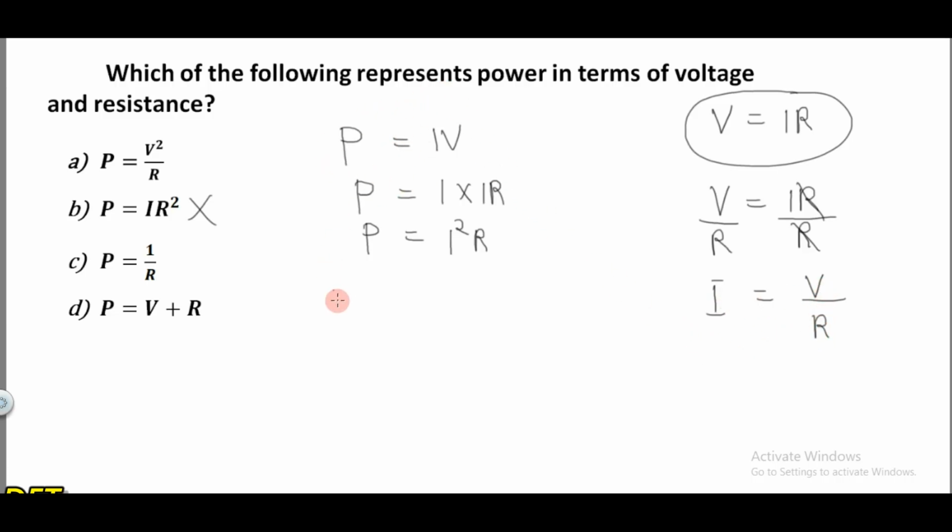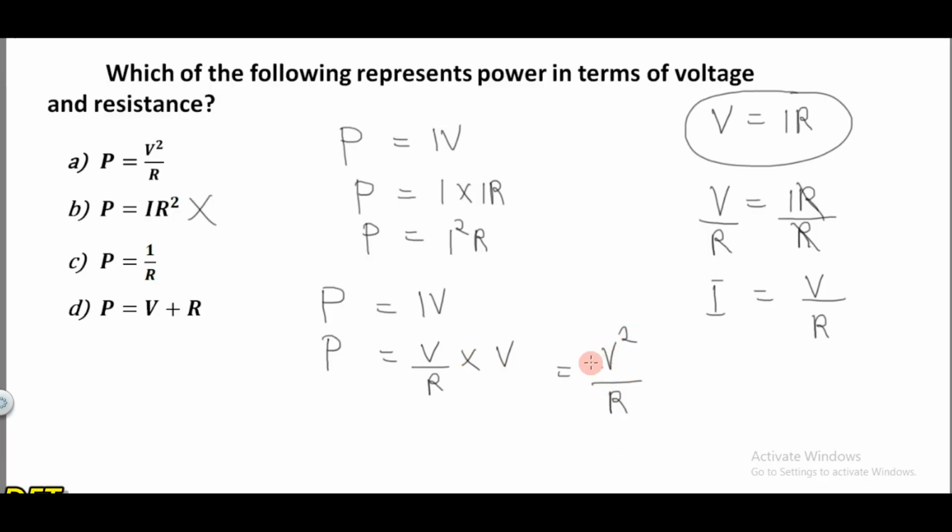So from my formula, I have that P is equal to IV, right? Now I have calculated my I to be equal to V over R. So if I replace this I with V over R, my power will be equal to V over R times V. So V times V will give me V squared, so that will be V squared over R. This is my formula for power.